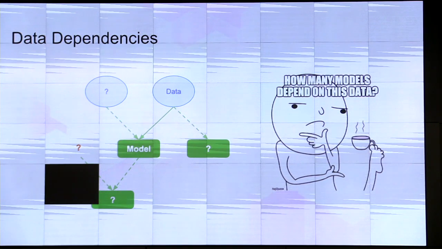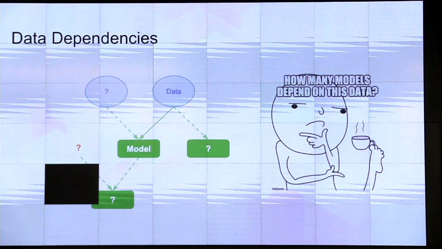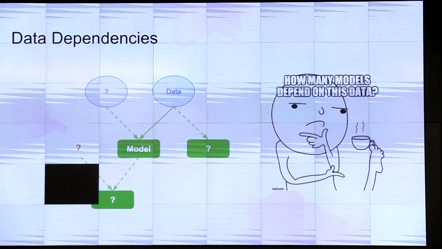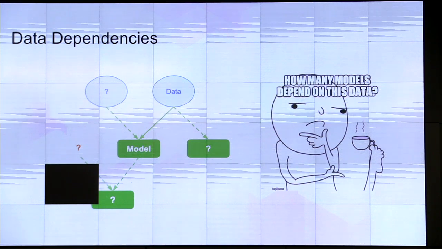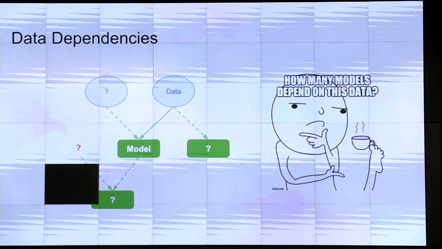Maybe the mapping of your data and your label might be changing, or any other characteristics of your data can change at any time. And if your model is not aware of that, then in the next iteration you will end up with maybe very different results in your model. So understanding and tracking data dependencies actually saves a lot of your time in the next iteration, or the next iteration that other people will probably do on your model.